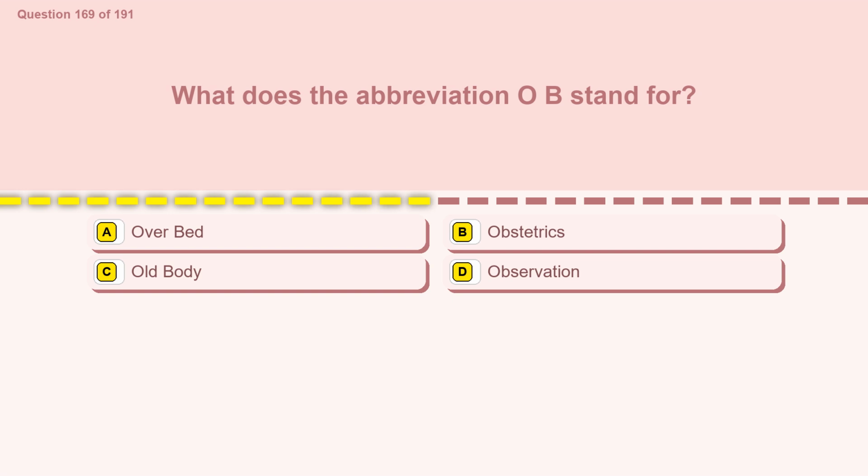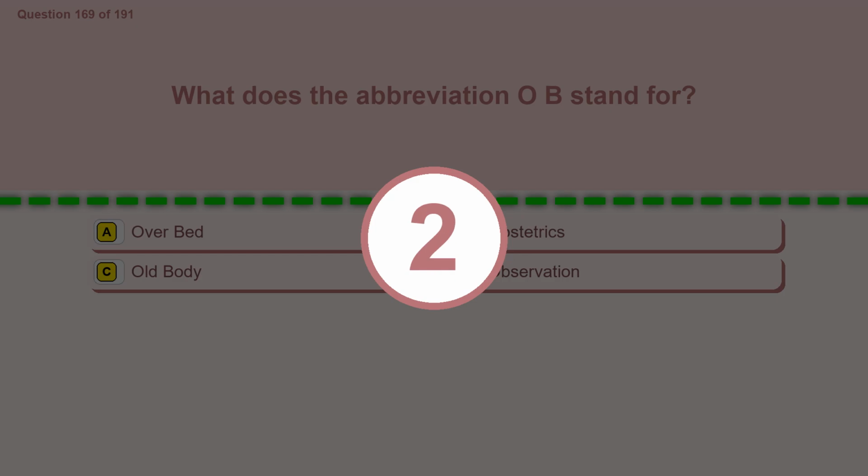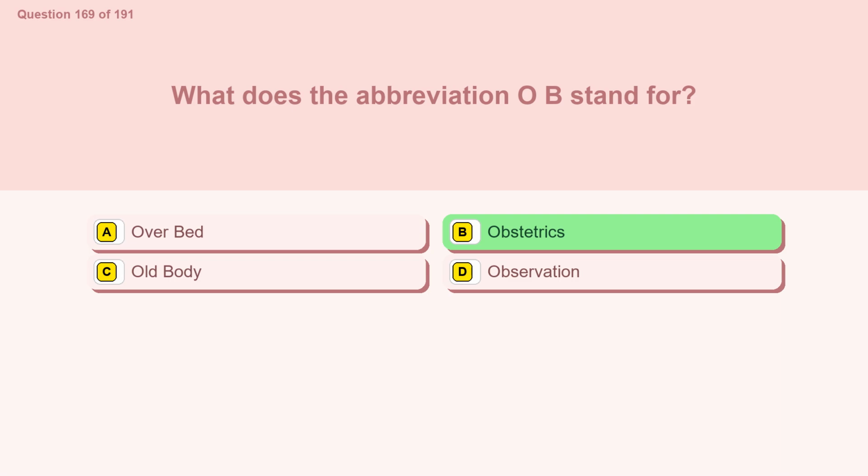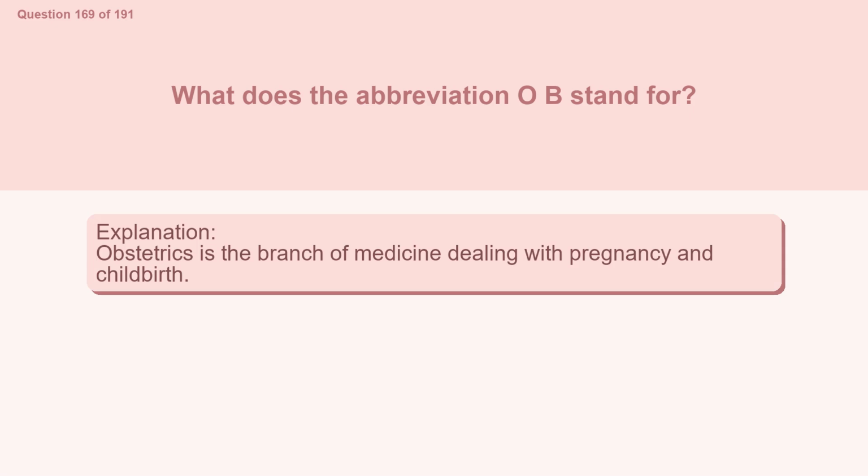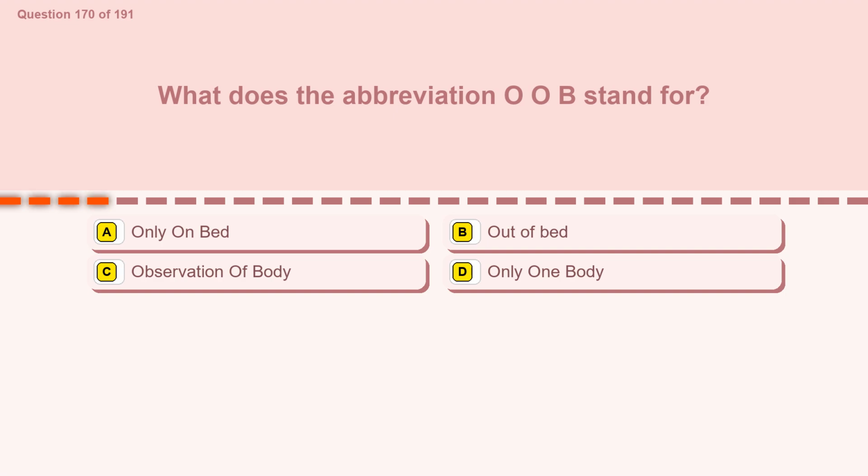Option A. Over bed. Option B. Obstetrics. Option C. Old body. Option D. Observation. The correct answer is option B. Obstetrics. Obstetrics is the branch of medicine dealing with pregnancy and childbirth. Question 170. What does the abbreviation OOB stand for?